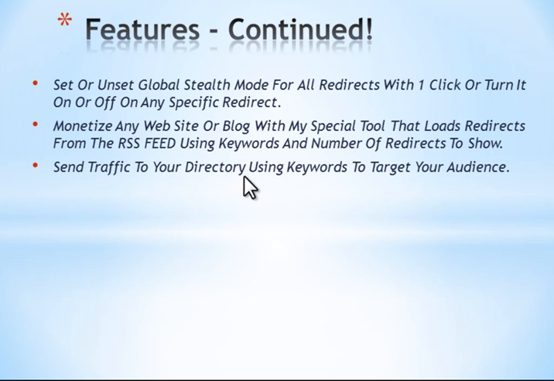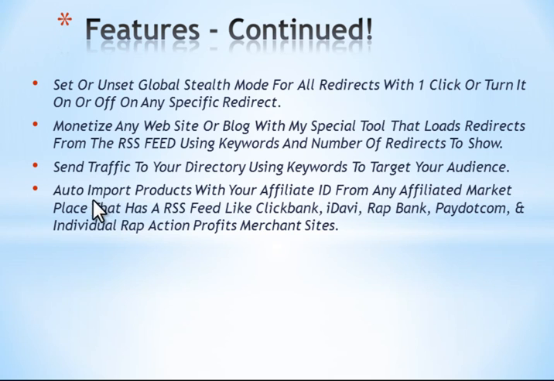You can send traffic to your directory using keywords to target your audience, and I'll show you how that works as well. You can auto import products with your affiliate ID from any affiliate marketplace that has an RSS feed, like ClickBank and Davi, Wrap, Pay.com, and individual Wrap Action Profits sites. And I'll show you an example of this. ClickBank doesn't have its own RSS feed. You have to use a third-party service just to search.